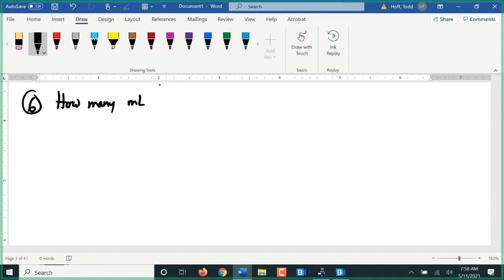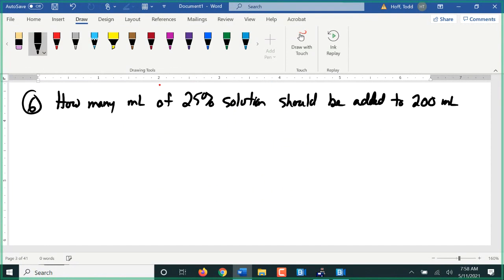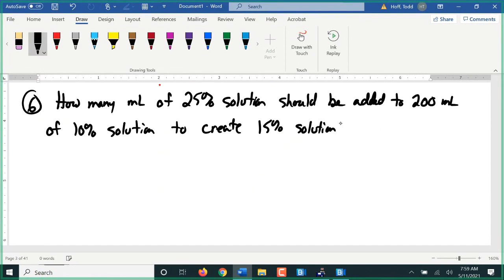So for number 6, we're going to ask how many milliliters of 25% solution should be added to 200 milliliters of 10% solution to create, I want to find 15% solution. I'm going to give you guys a few minutes to try this one in your notes. We'll go over it in just a couple minutes.